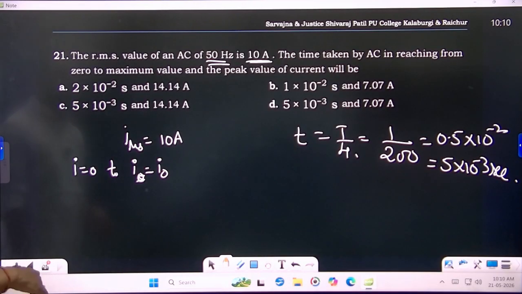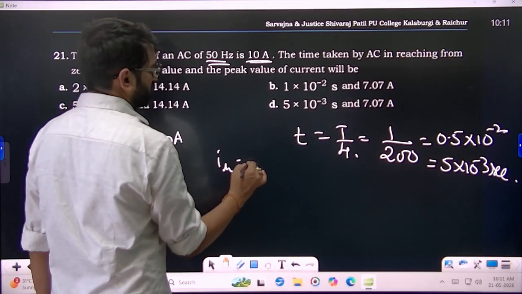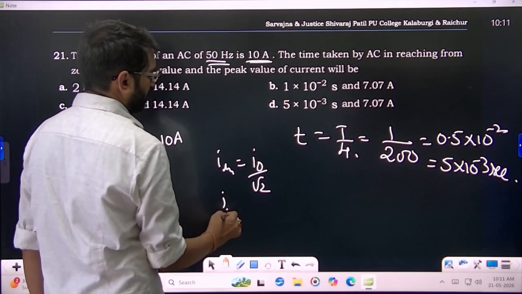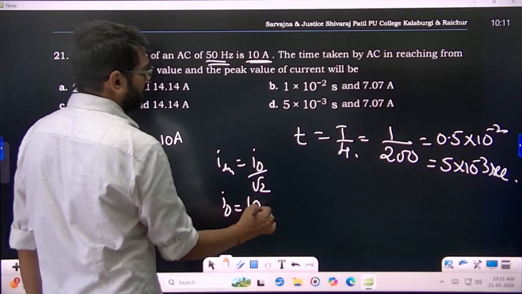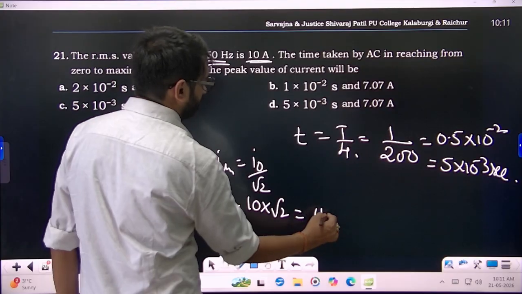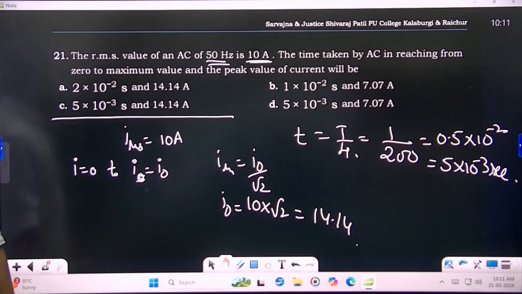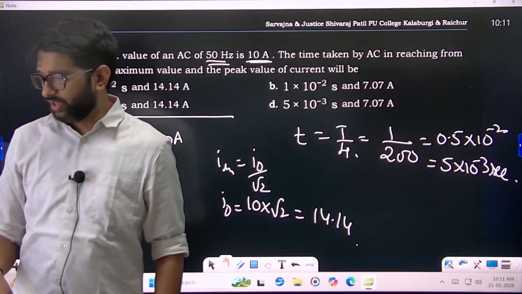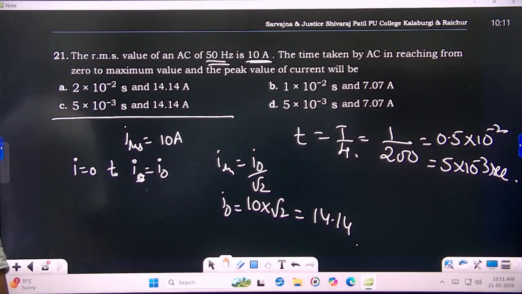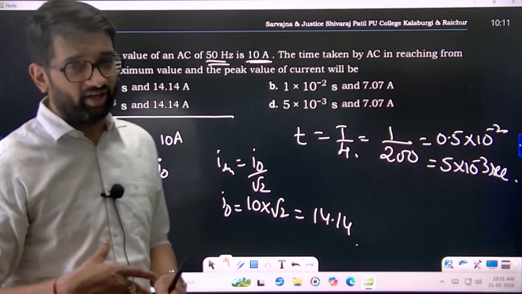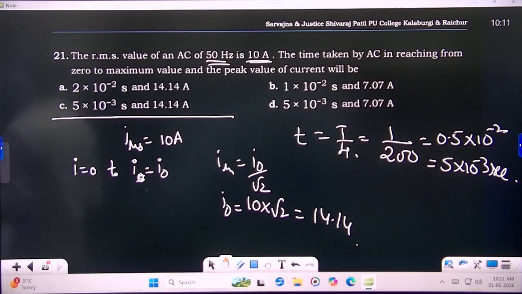And also we are asked to find out peak value of current. We know IRMS is equal to I naught by root 2. So I naught is equal to IRMS, that is 10 into root 2, which is 14.14. So therefore, the time taken is 5 into 10 to the power of minus 3 and peak value of current is 14.14. So yes, this is what. So these are some problems, not important, we cannot say these are important, but just to revise the formulae from these 3 chapters, frequently the common familiar formulae. Thank you then.